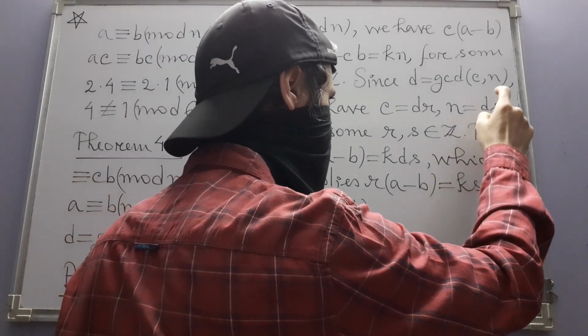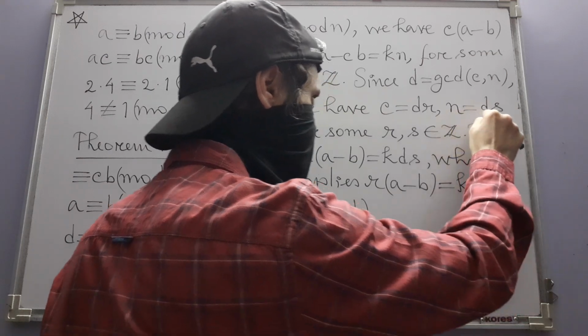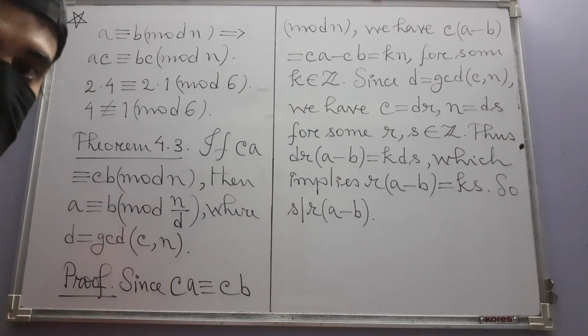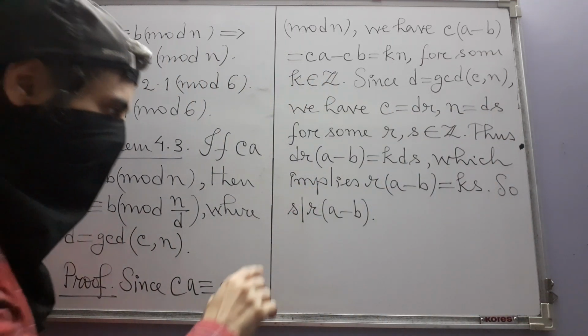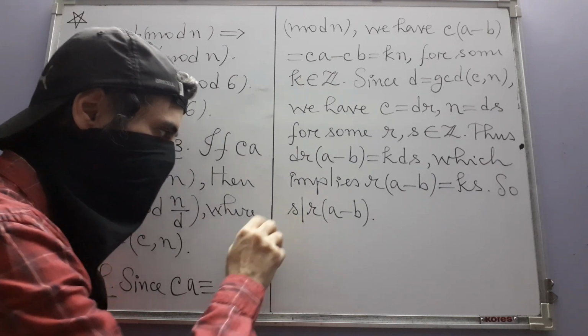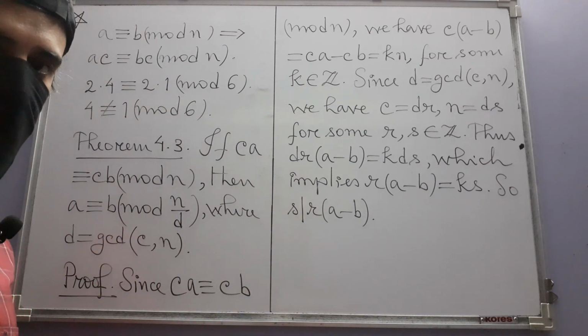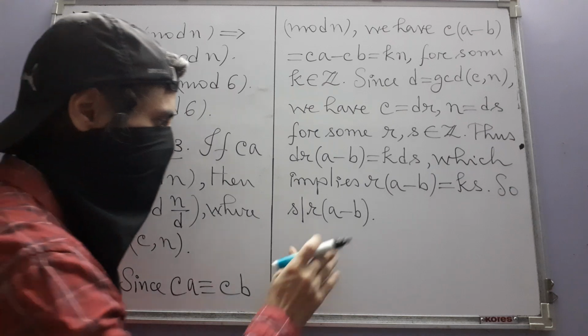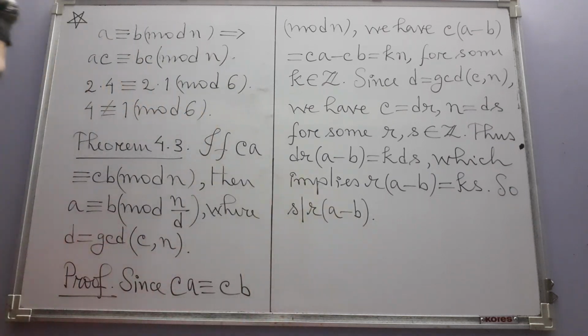S is in fact positive because n is positive and d by definition is positive. So s actually needs to be positive, although for this relation we only need non-zeroness of s, which we have. Okay. So we now have this.